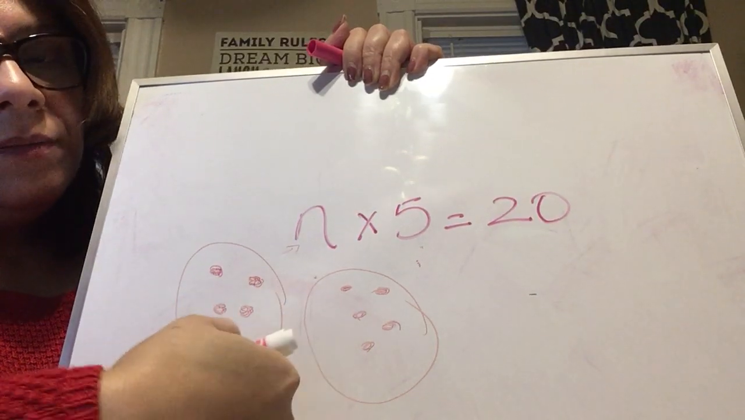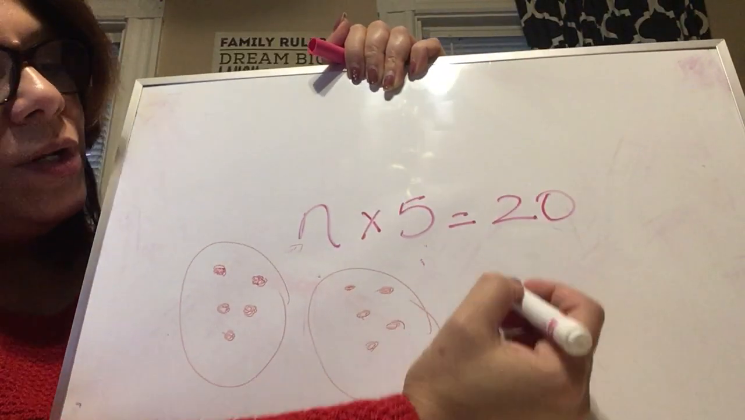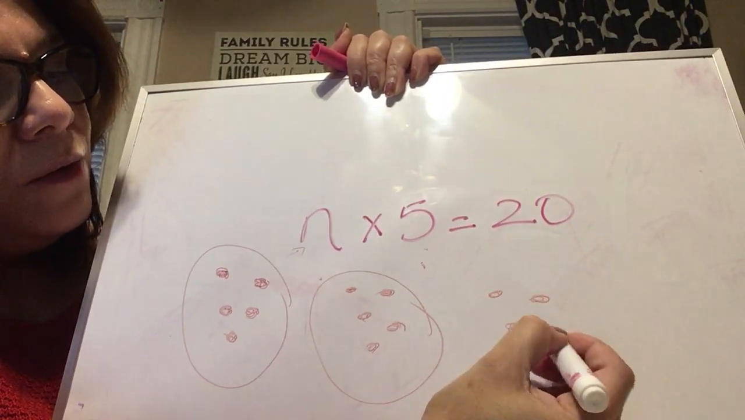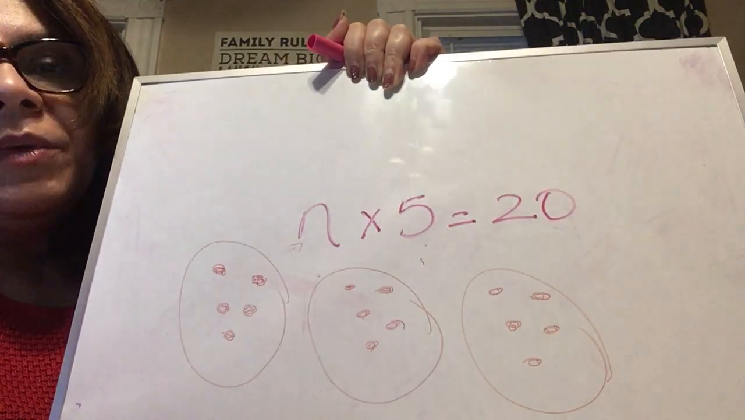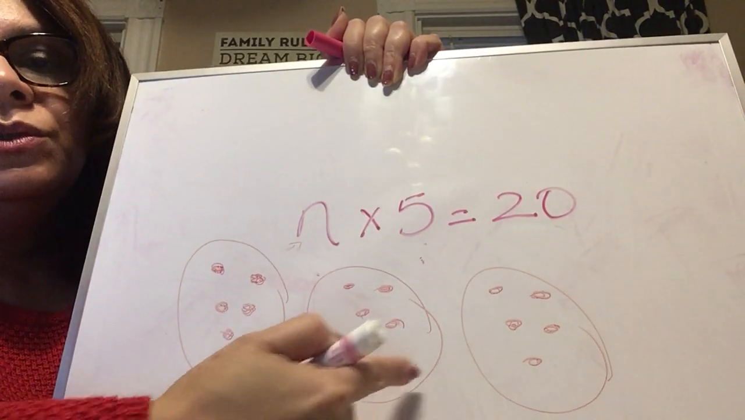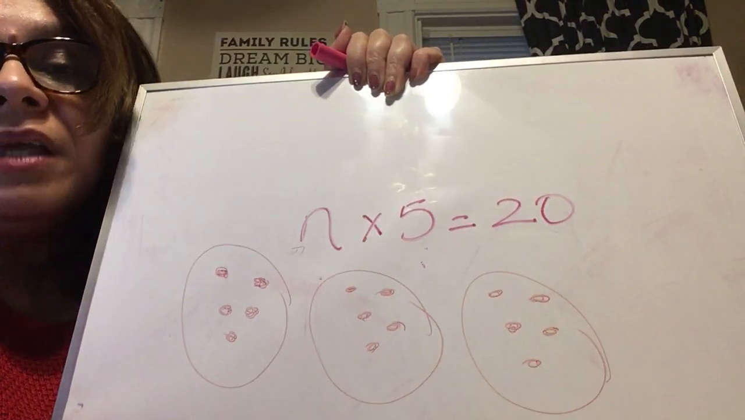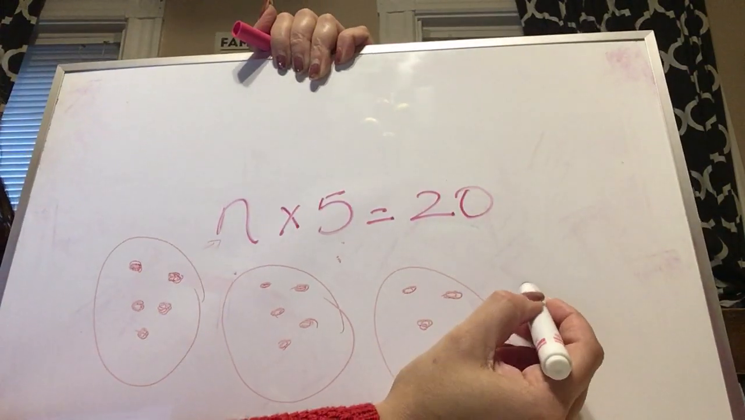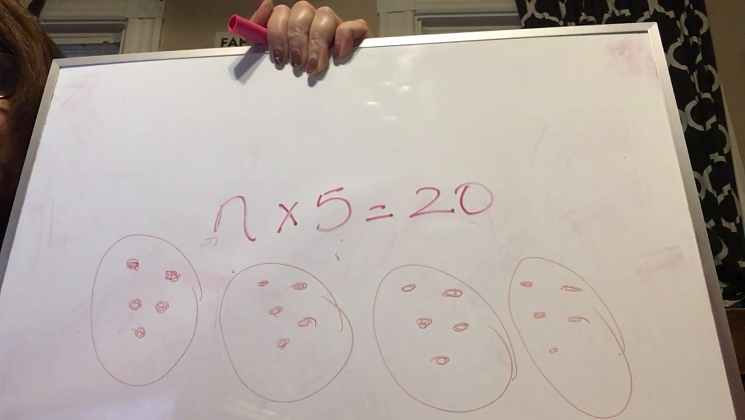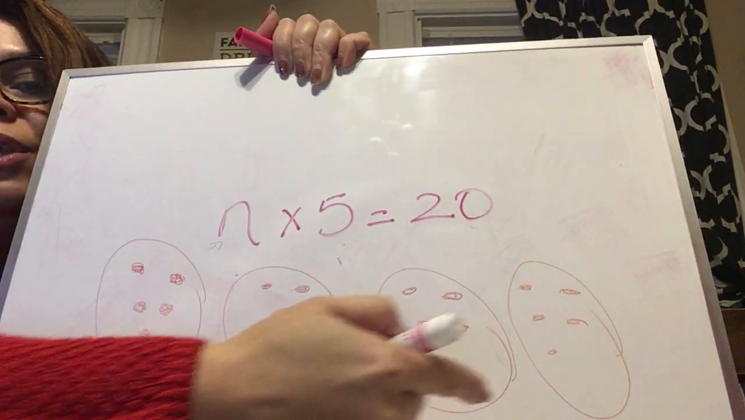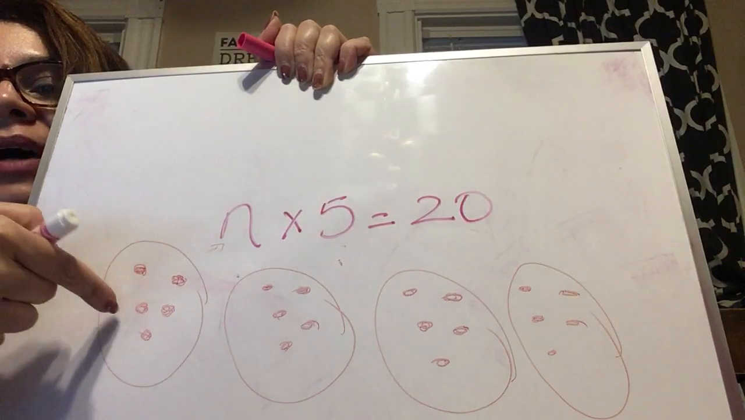How many sets do we have? 2. Does it equal 20? Not yet. All right, so let's do another set. 1, 2, 3, 4, 5. How many do we have so far? 1, 2, 3. 3 sets. And all together, 5, 10, 15. Are we done yet? No. Let's see. 1, 2, 3, 4, 5. 1, 2, 3, 4, 5. 4 sets of 5 each.